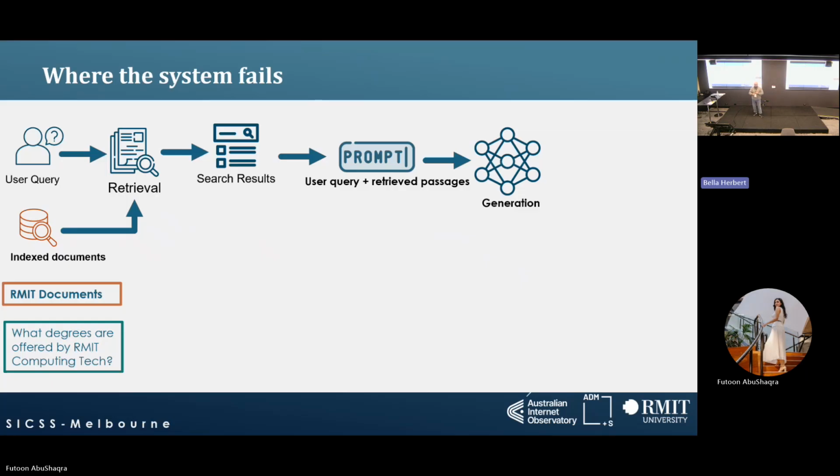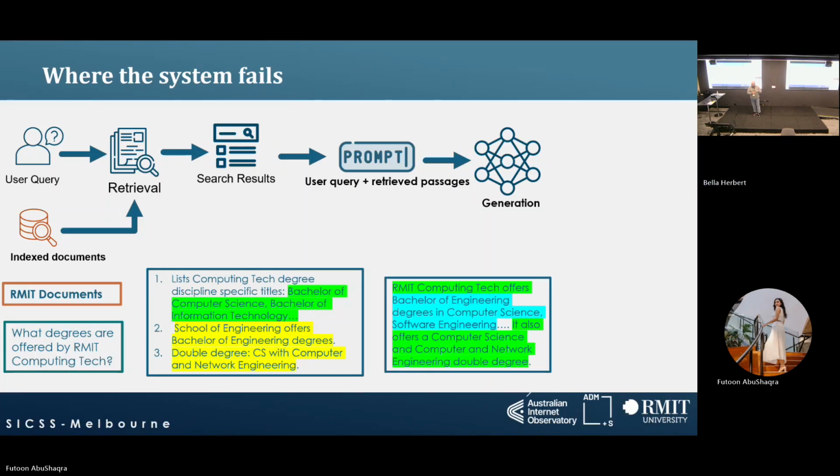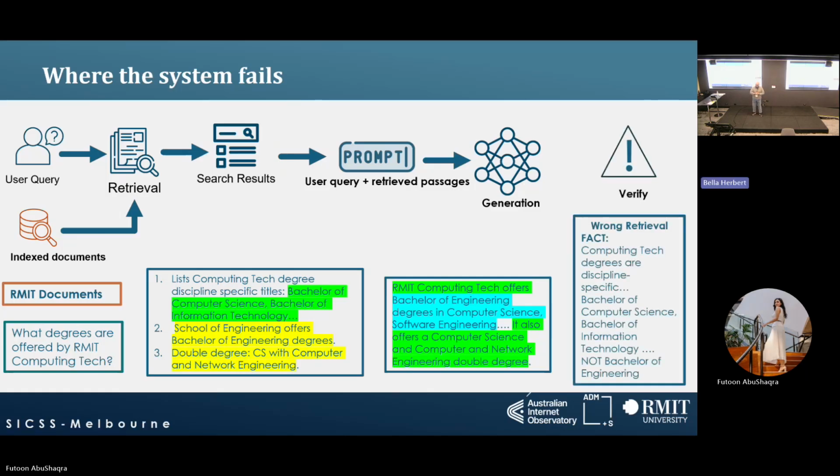One of the questions was: what degrees are offered by the RMIT Computing School? In the background, there is a search, like I mentioned. You get a list of documents, you pass those search results to an LLM, and you get a final answer. Now, let's verify this answer.